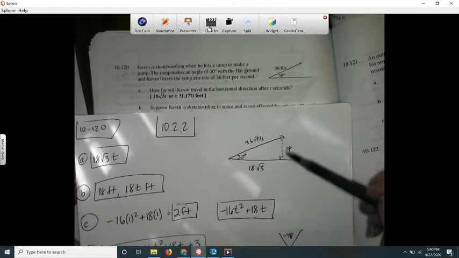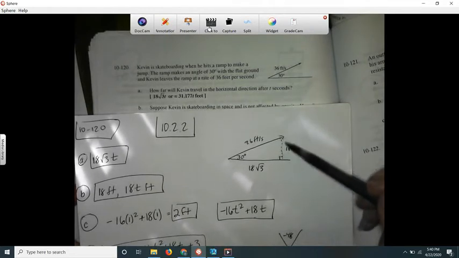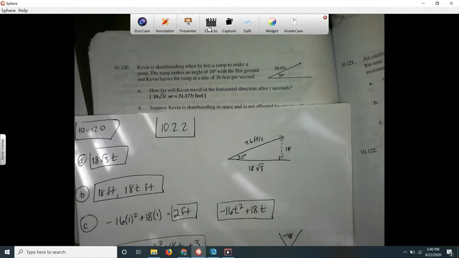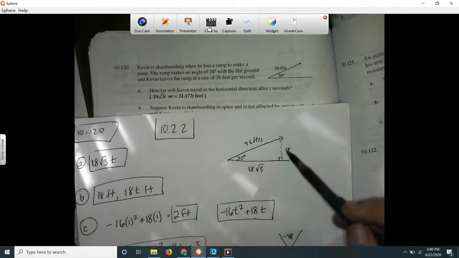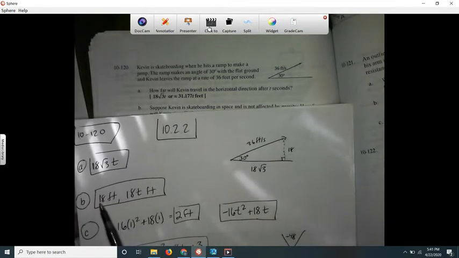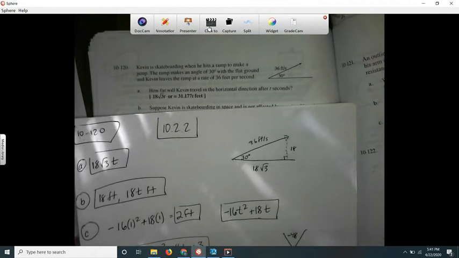And then on letter B, it says, suppose Kevin is skateboarding in space and is not affected by gravity. How far will Kevin rise off the ramp after 1 second? How far will he have risen after t seconds? So after 1 second, I would say just 18. 2 seconds would be 18 times 2, which is 36. 3 seconds, it would be 18 times however many seconds, so 18 times t. So after 1 second, it would just be 18 feet. After t seconds, it would be 18t feet.